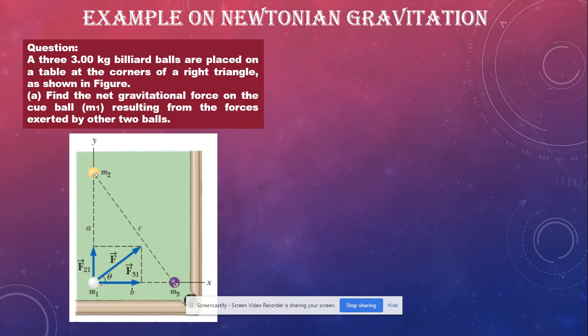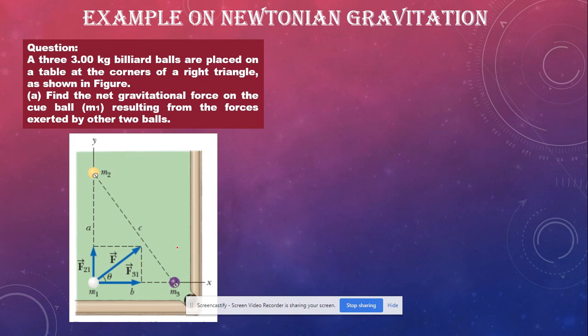Question A asks you to find the net gravitational force on the cue ball, which in this case is our M1, resulting from the force exerted by two balls, which are our M2 and M3. To solve this one, I have to know that the force exerted on M2 due to M1 is F21, with the length of A, and the force exerted on M3 due to M1 is F31, with the distance of B.